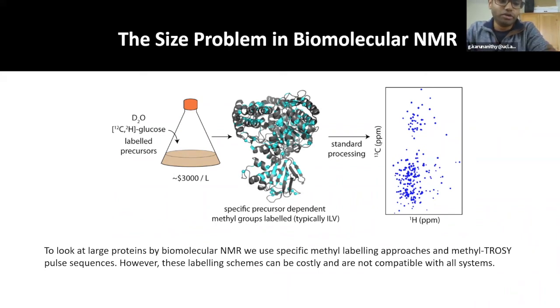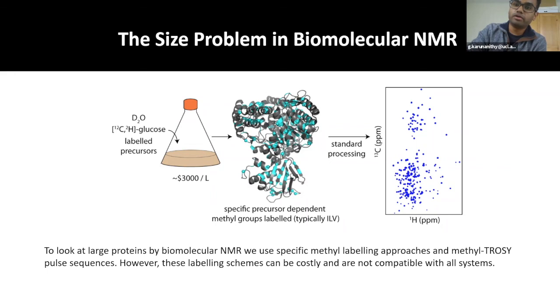And so typically, if you wanted to look at something on the order of hundreds of kilodaltons, you use specific methyl labeling against a deuterated background. And you can get beautiful spectra doing this. There are lots of experimental methods based on this technique now, but it requires you to grow your sample in D2O and add these specific labels. Not everything will grow in D2O. It's kind of expensive, but it's the best we can do at the moment, and it is very good.